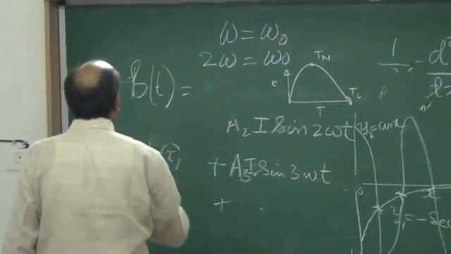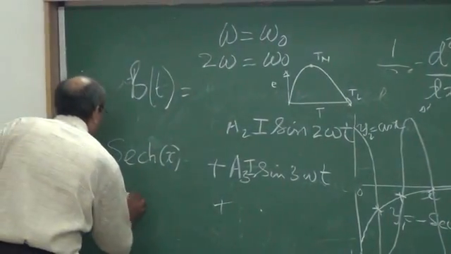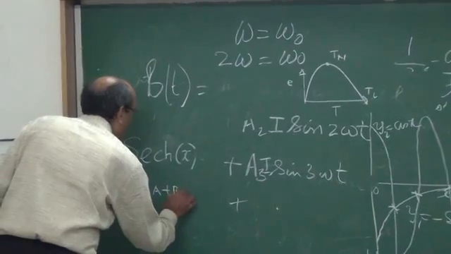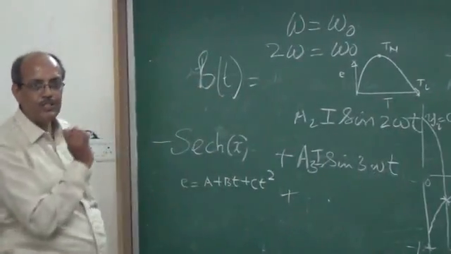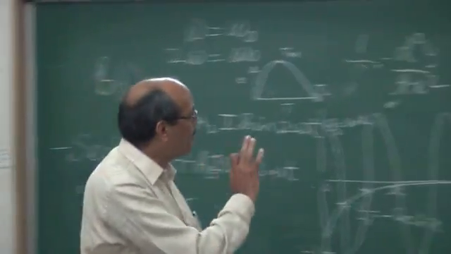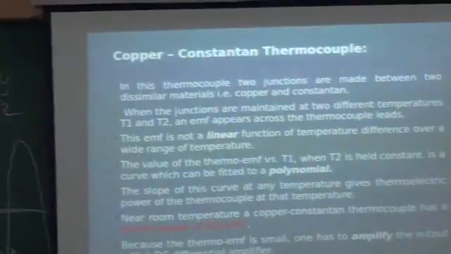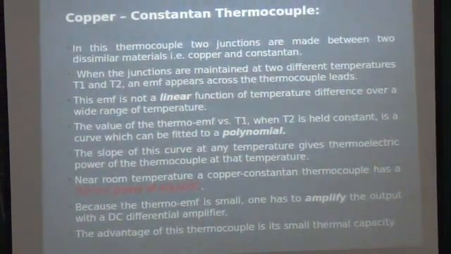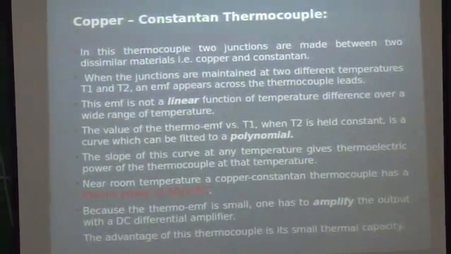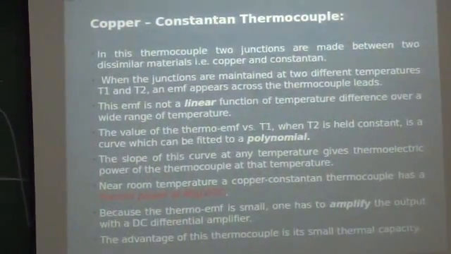So we can write down this equation: E is normally equal to A plus BT plus CT square. We can fit a polynomial to this one. Okay, so with the help of this experiment, we have to understand how a copper constantan thermocouple and a forward bias PN junction diode can be used as a temperature sensor. It's a very simple experiment.